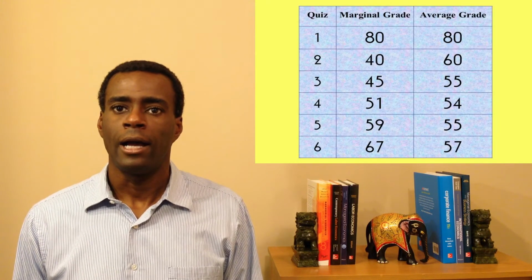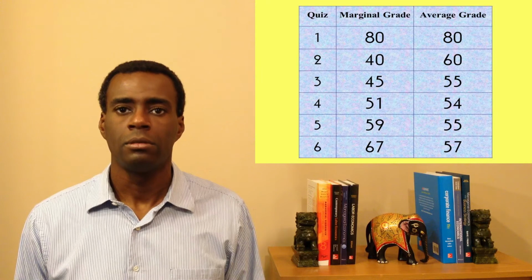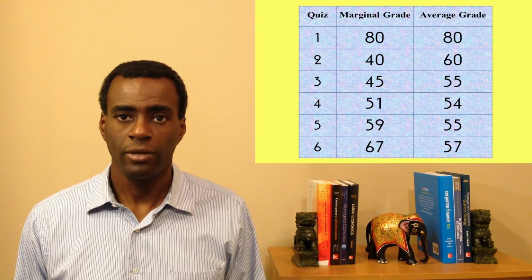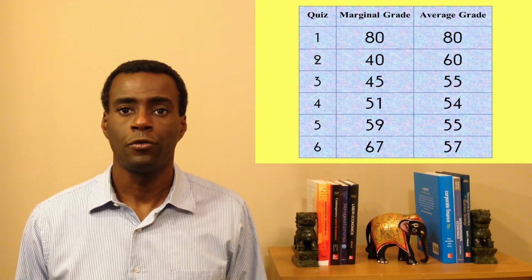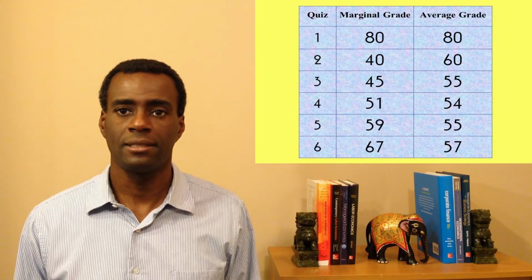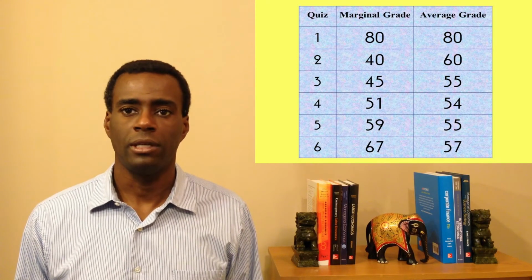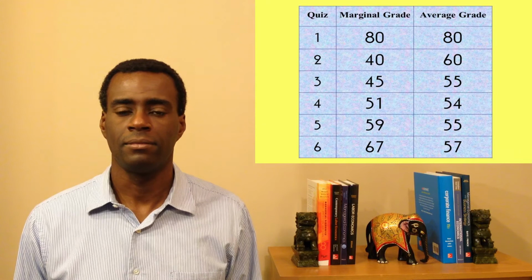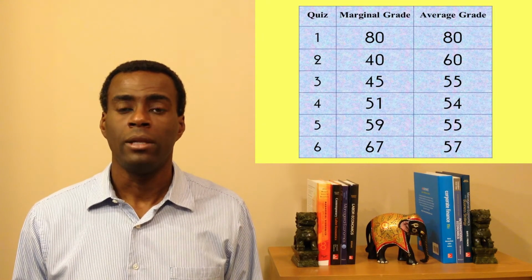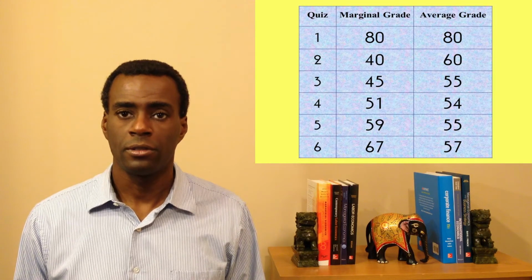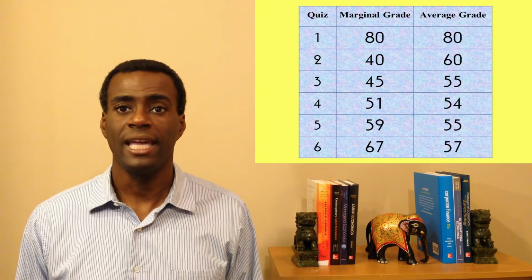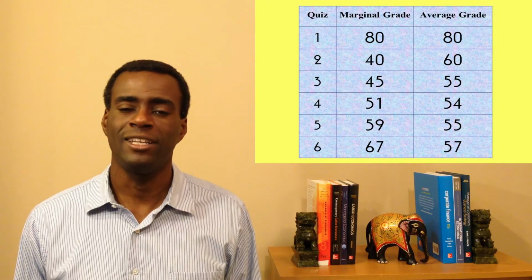To do this, we will use an example that is related to a student's grade all throughout the term. I will present in a table a student's marginal grade, which is actually the grade that the student gets for each quiz that the student completes, and then the average grade at that time. When the student completes their first quiz and obtains a grade of 80, then of course the average so far in the class is 80.